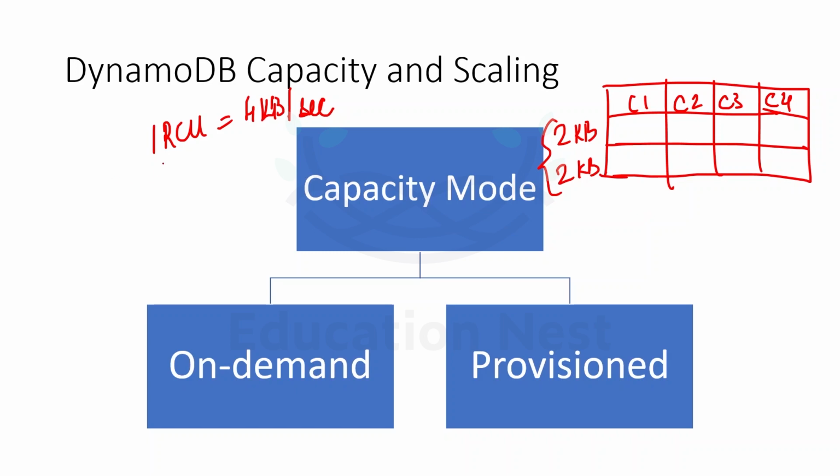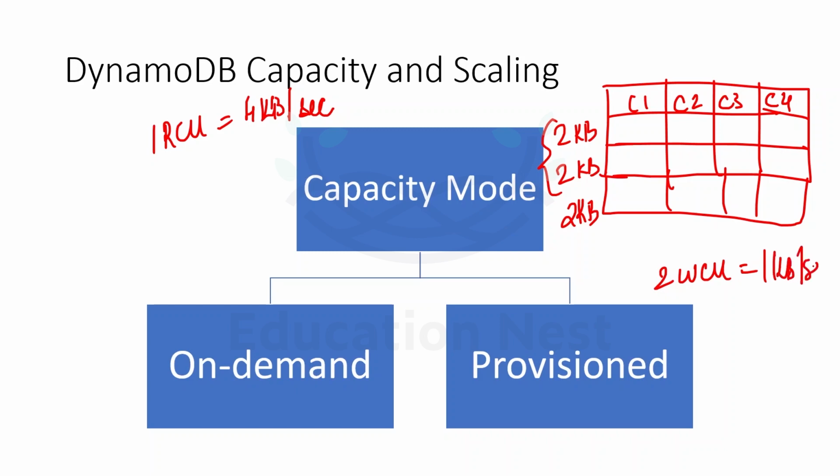And if I want to write a new item over here in this table, which is of 2 KB, then I'll be requiring how many WCUs? 2 WCUs, right? Because 1 WCU is equivalent to 1 KB of write per second. So for writing 2 KB, I need 2 WCUs, that is 2 KB per second.